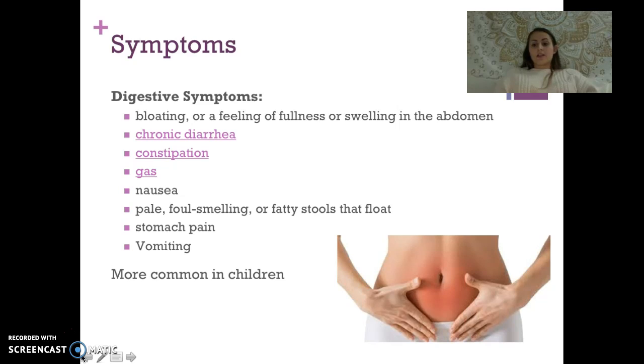And lastly, there are a slew of digestive system symptoms that are more common, and these really help people detect whether they have celiac disease. This includes bloating, or the feeling of fullness or swelling in the abdomen. Chronic diarrhea is a common symptom, as are constipation, gas, nausea, stomach pain, and vomiting. Again, these digestive symptoms are more common in children and not as prevalent in adults, so it's harder for an adult developing celiac disease to diagnose themselves.